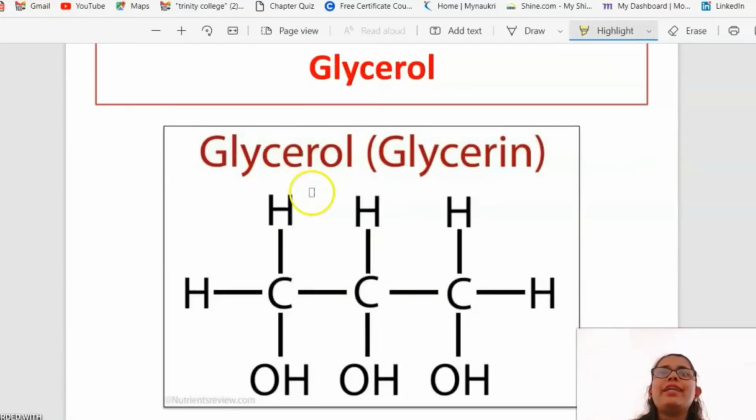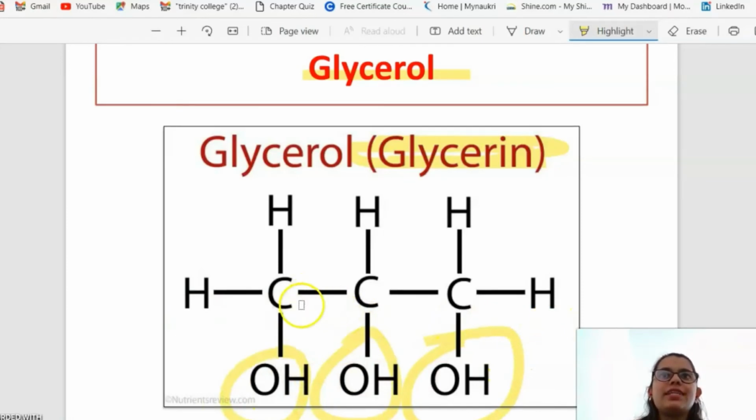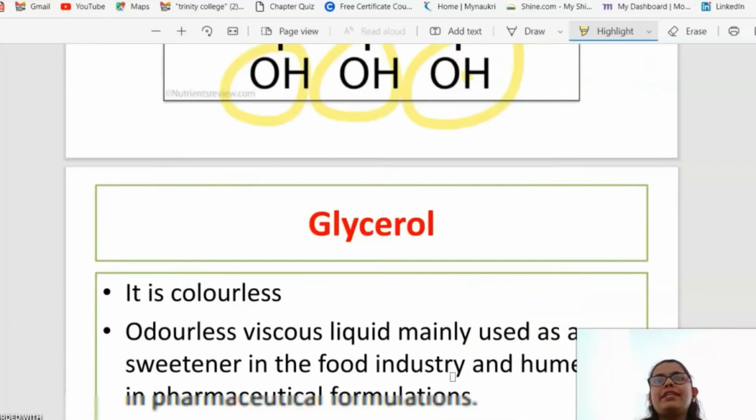Now we are moving to the next one, that is glycerol. It is also known as glycerin. Maybe you are aware of this. Glycerol, also known as glycerin, has 3 OH groups, 1, 2 and 3. This is the structure of glycerol: CH2OH, CHOH, CH2OH. If you want, you can write it down.